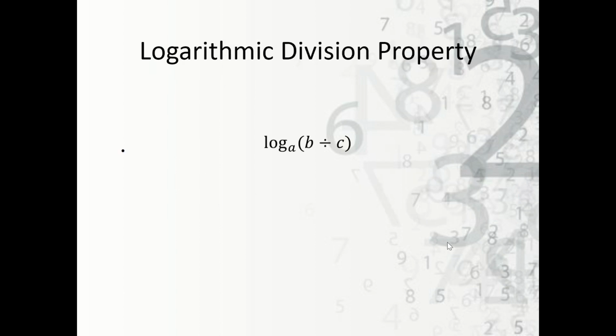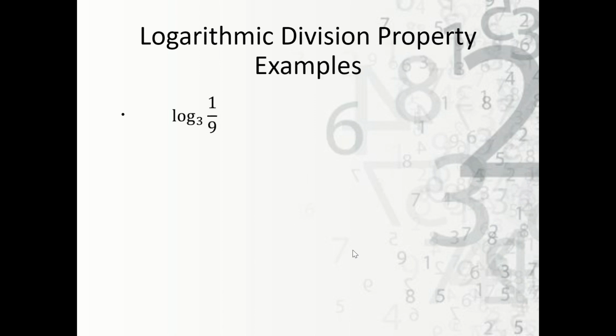Now, the division property. We could also write these as division. This especially works well if our part here is a fraction. So we have log base a of b divided by c. When we rewrite that, we can say that that's also equal to log base a of b minus log base a of c. So let's take a look at how this works. We have log base 3 of 1/9. If we remember back to what we did earlier, we should see that this is -2 should be our answer.